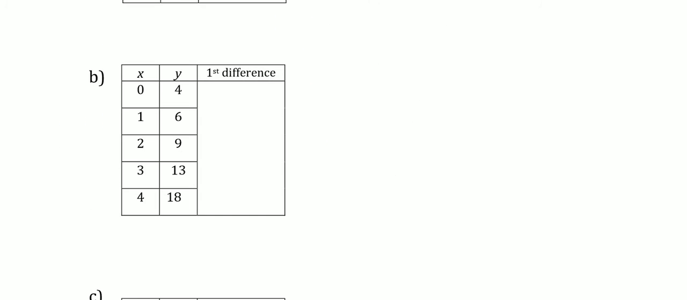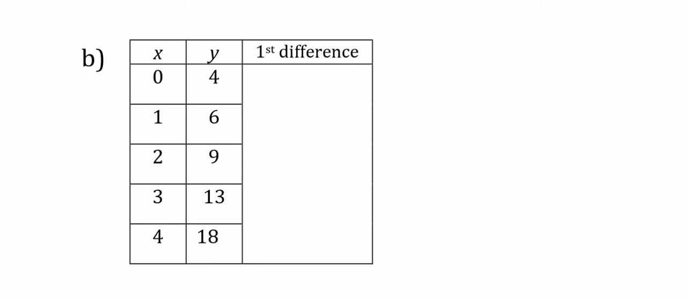And I'm just going to make a little note of it like that as well, so we see it in both ways. The first differences are all 2. What if it was 2, 2, negative 2, 2? Is that all the same? No. 2 and negative 2 are not the same.